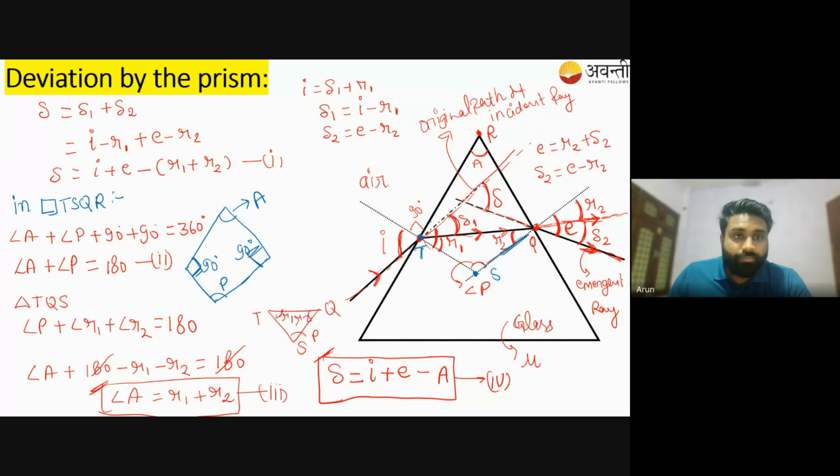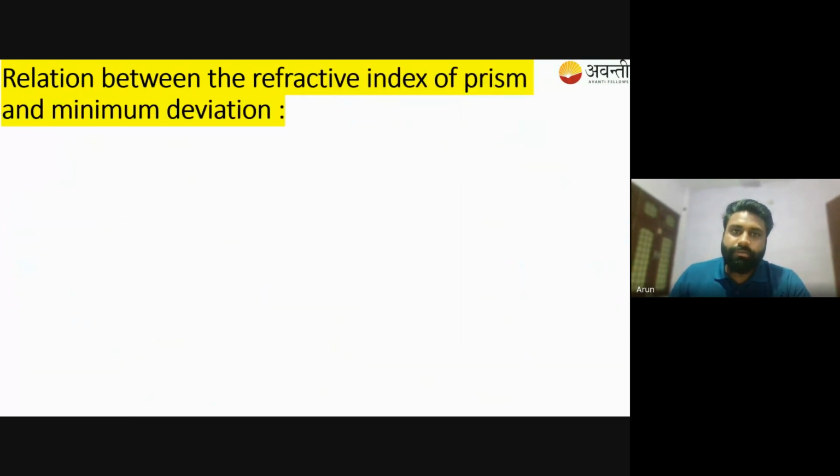Okay, then we will move on to the next topic. It is the relation between the refractive index of the prism and minimum deviation. So we will consider the value of minimum deviation here. What is minimum deviation? The general formula for deviation that we have is delta equals I plus E minus A. Now what is the value for minimum deviation?